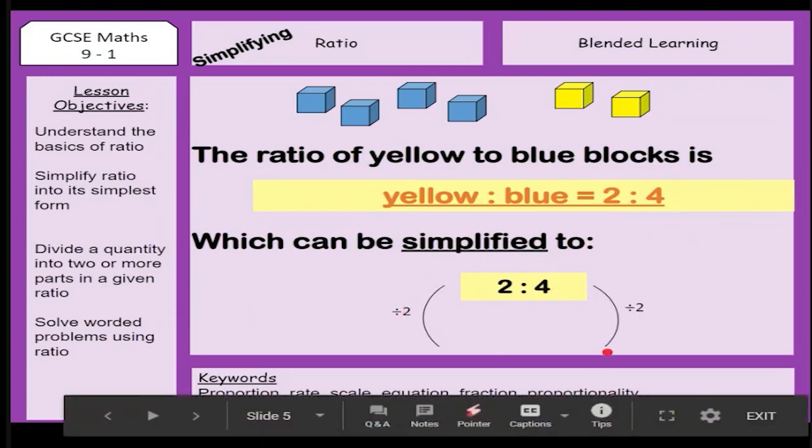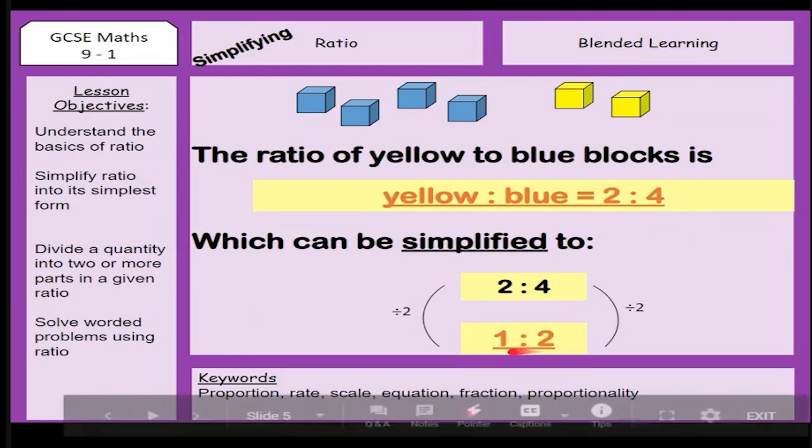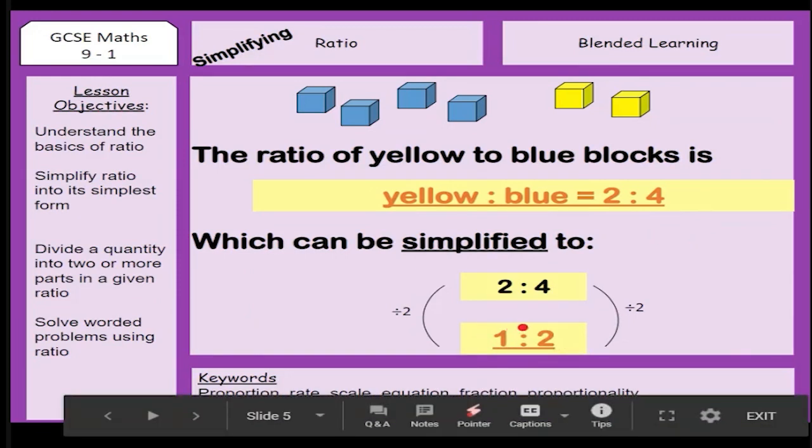4 divided by 2 is 2. So we end up with 1 to 2. That is simplified. Remember, 1 goes into everything, so we can't simplify that any further. That is the ratio in its simplest form.